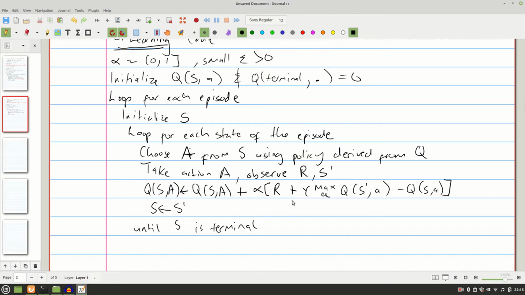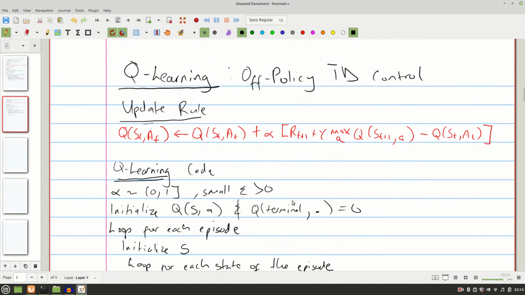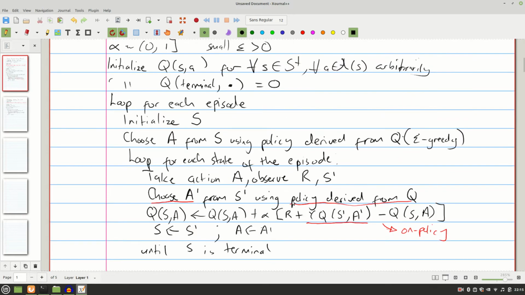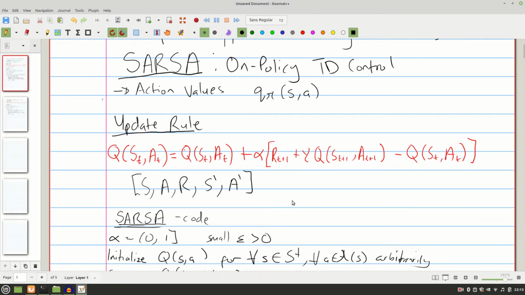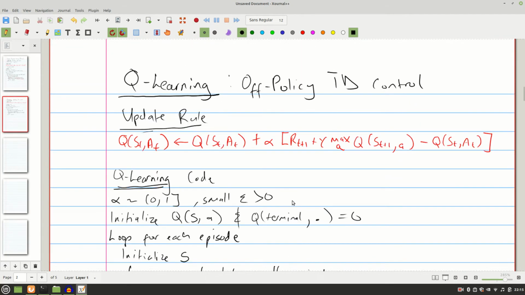It's not a difficult algorithm, especially if you've been following everything that has happened before. So with that, we have covered SARSA, and we have covered Q-Learning.